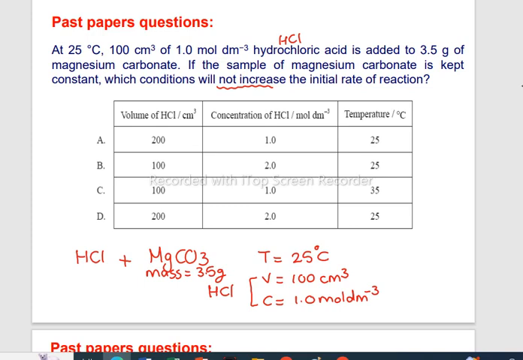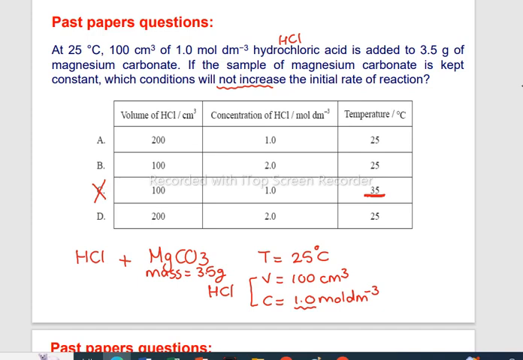I will start with the temperature and concentration, since these both are the factors that directly affect the rate of reaction. So if you look at the choices of temperature, you're going to find that I have 35. Now, if you increase the temperature, definitely the rate of reaction will increase. So C is not the correct answer. Now I will go to the concentration part. The concentration is 1 according to the question.